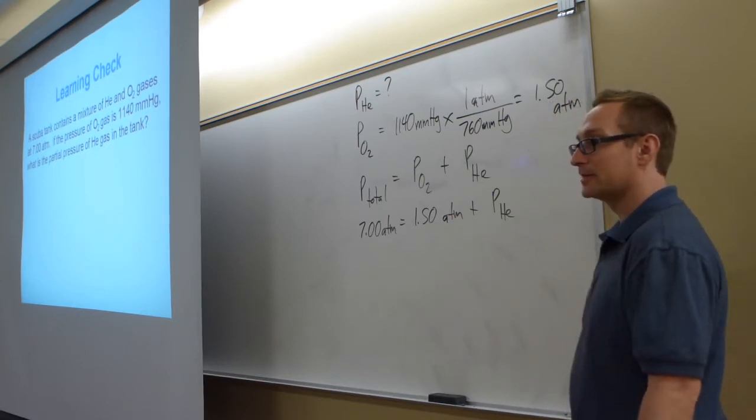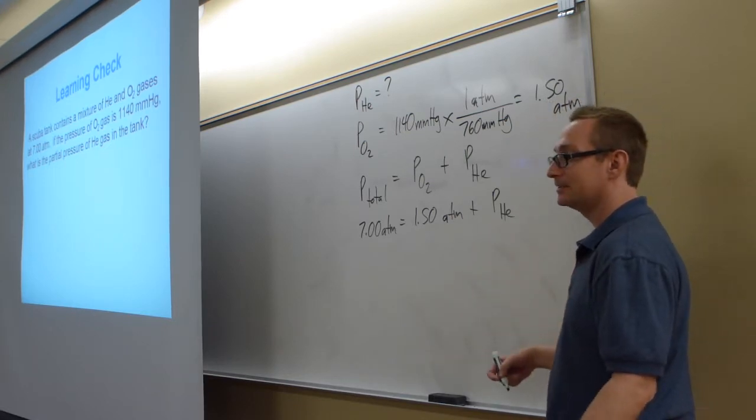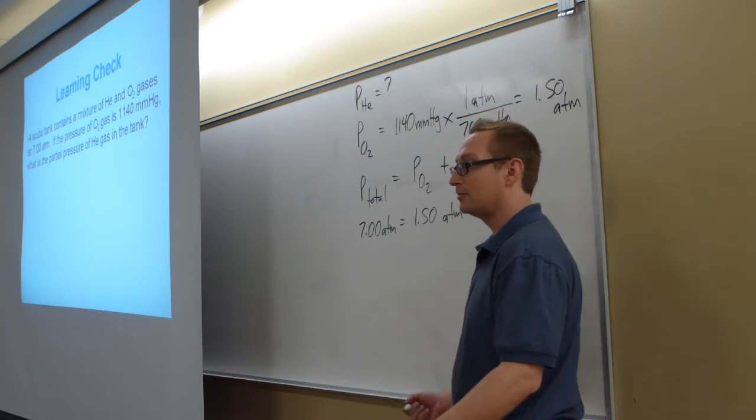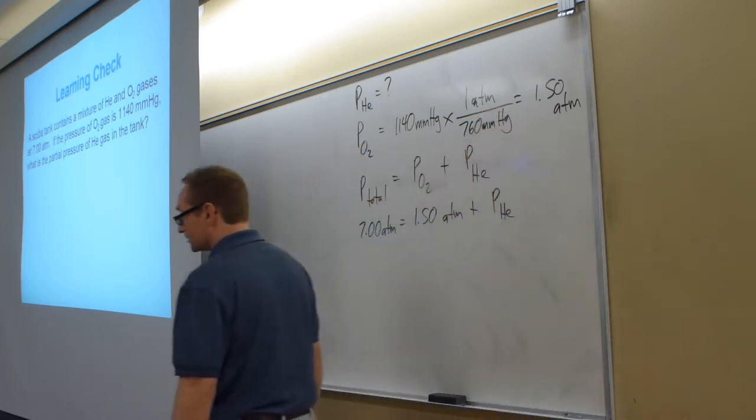All right, pretty easy problem from here, right? So what's the partial pressure of helium? It's going to be 5.50, right? So 5.50.